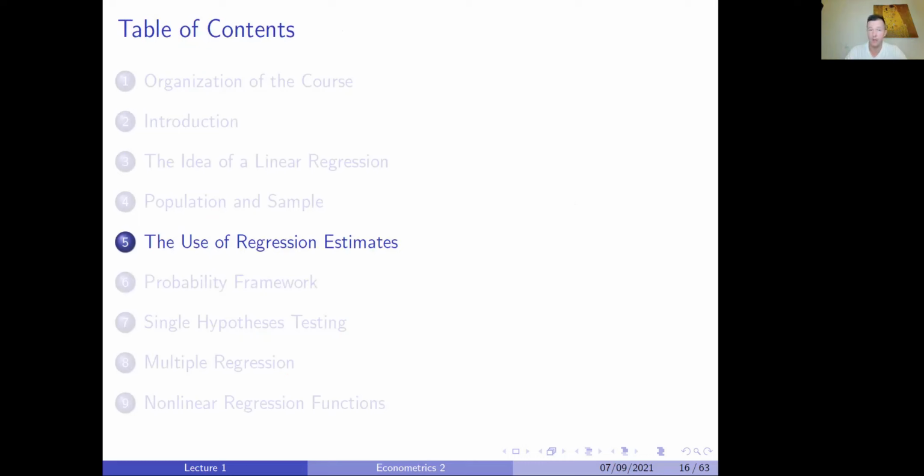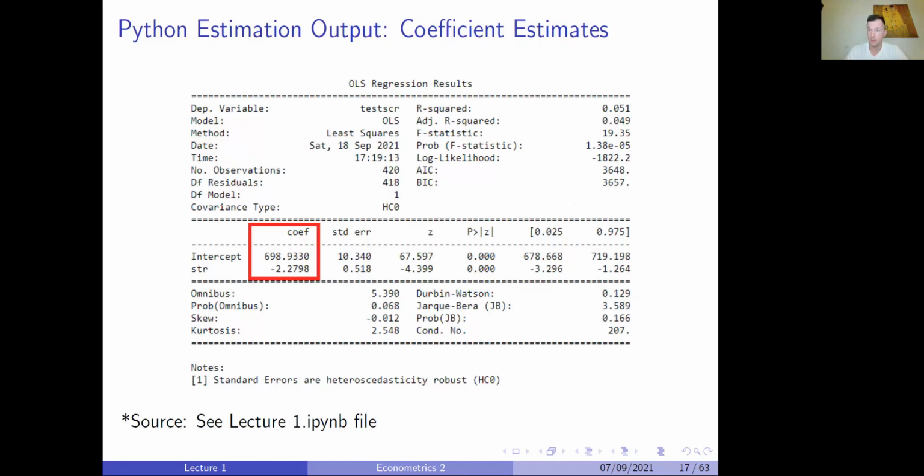So now, why do we want to use these regression estimates, and how should we use them? Here we can see the regression output from Python. We estimated a simple regression of test score on the student-teacher ratio, and we have these coefficient estimates. This is beta 0 hat, 698.93. This is beta 1 hat, minus 2.2798.